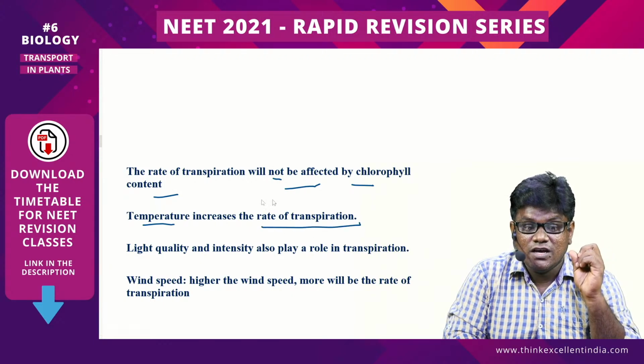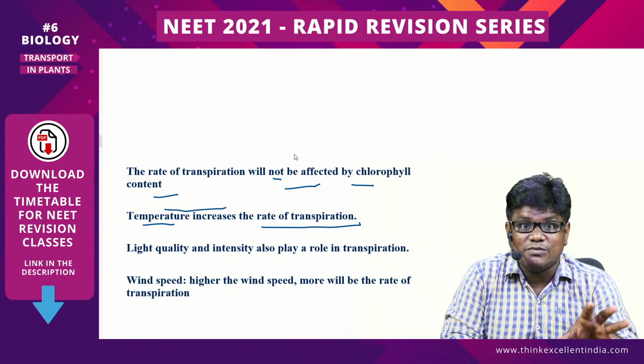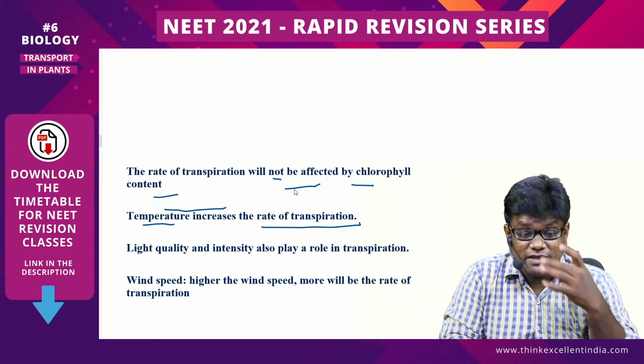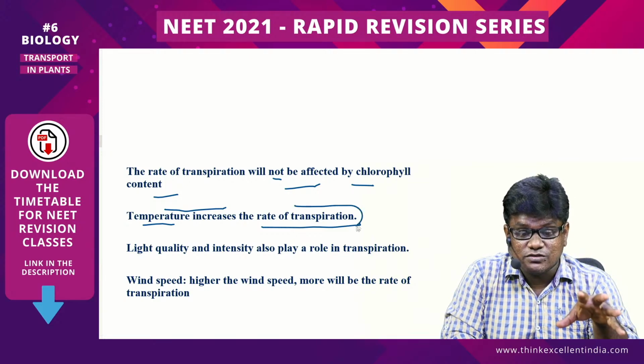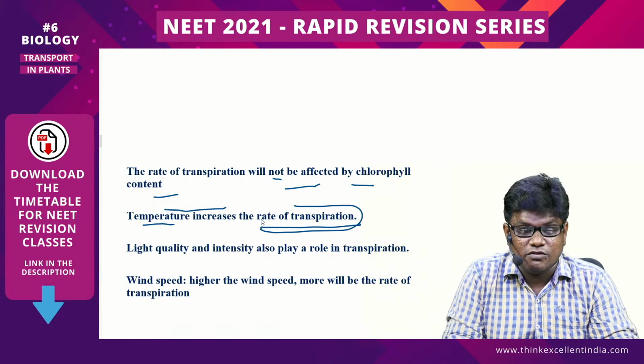Why? Because when the temperature increases, the water content will have low availability. When water content has low availability, the transpiration process will increase. Why? Because a plant system needs a lot of water.